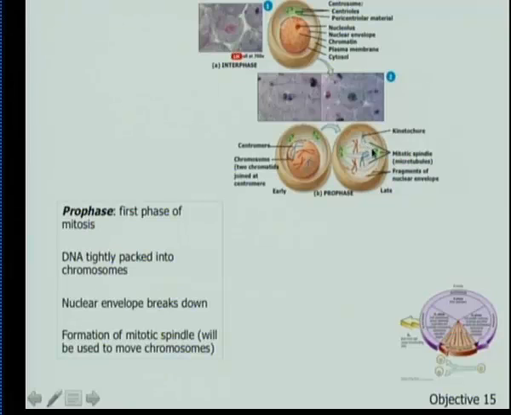And those filaments are going to attach at the centromeres of the chromosomes, and that's what's going to help pull these apart. So I've lost my nuclear membrane, I've got chromosomes, not chromatin, and I have duplicated strands of DNA, and that's why it has the appearance of the X.